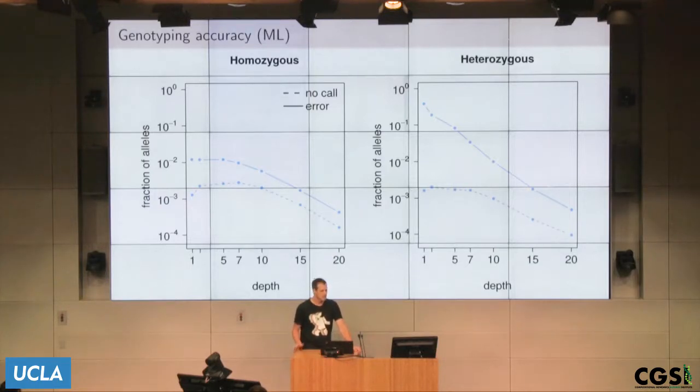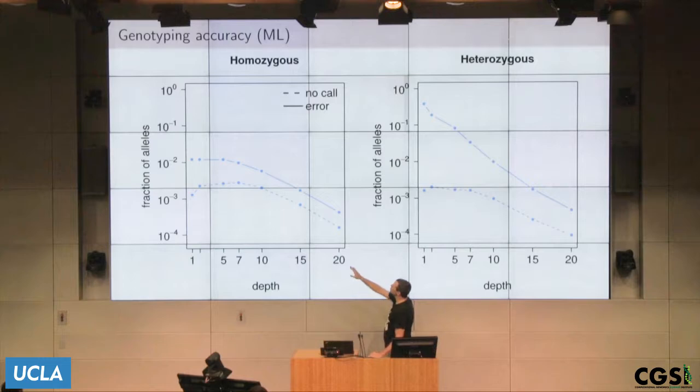The metric I'm using here is the fraction of alleles that are wrongly called. If a heterozygous site is called homozygous, then usually one allele is wrongly called, so it would be 0.5. But if you make a complete error, so you call a homozygous AA a homozygous CC, you would have a complete error. The key point here is that these error rates are actually relatively large, even as depth increases.